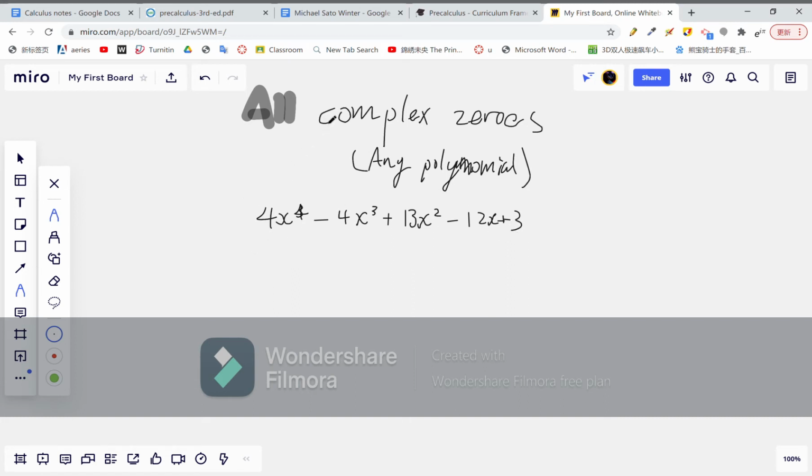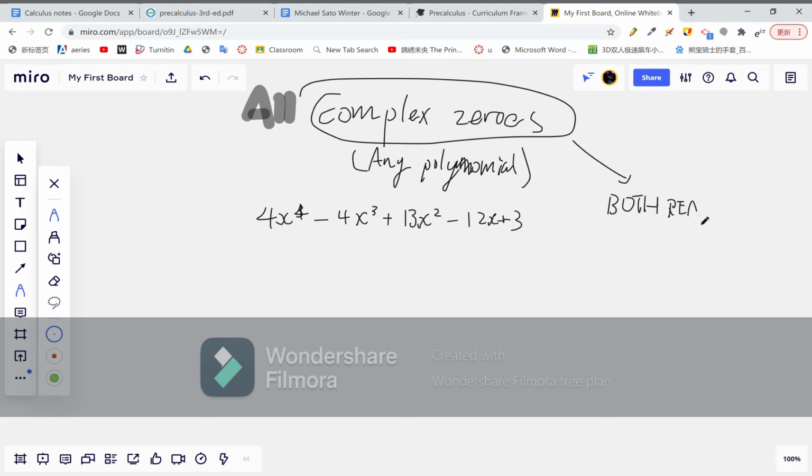We're going to find all the complex zeros, all the complex solutions, and we know that complex can be both real and imaginary, which means that the solution can include i. Okay, so let's see how we can solve this problem.